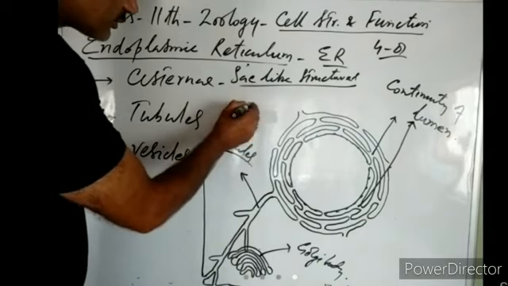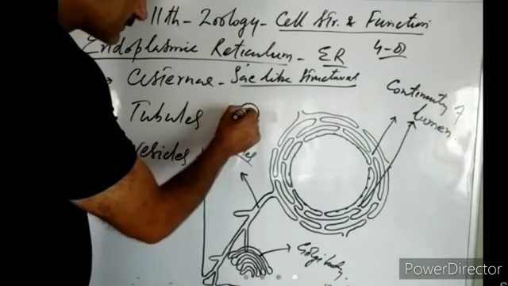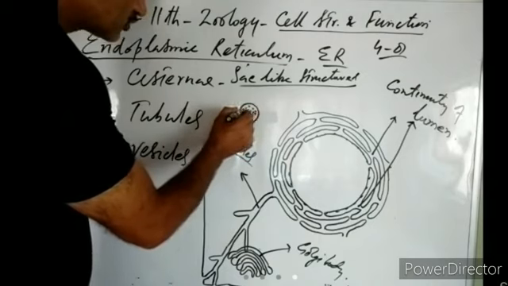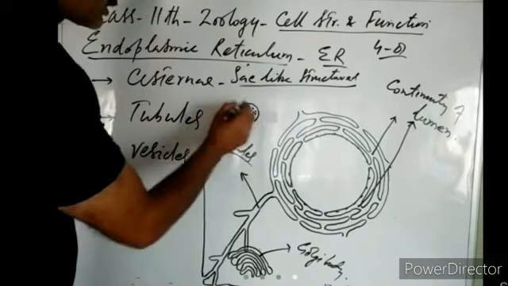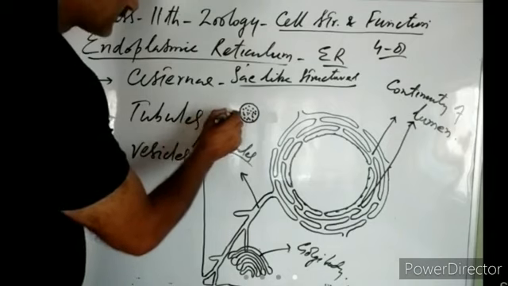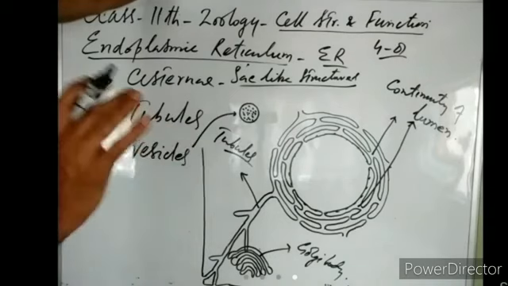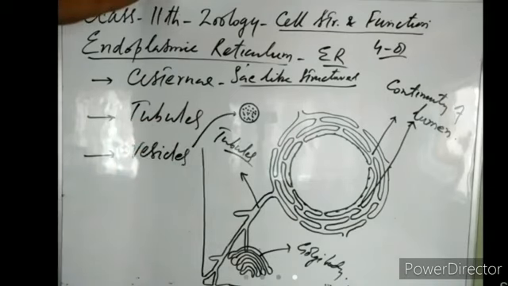Then there are small fluid-filled vesicles. These small fluid-filled spherical structures, which are covered by a membrane, are known as vesicles. So these are the three elements of endoplasmic reticulum.